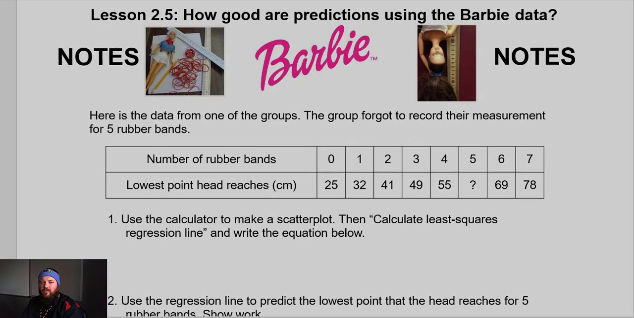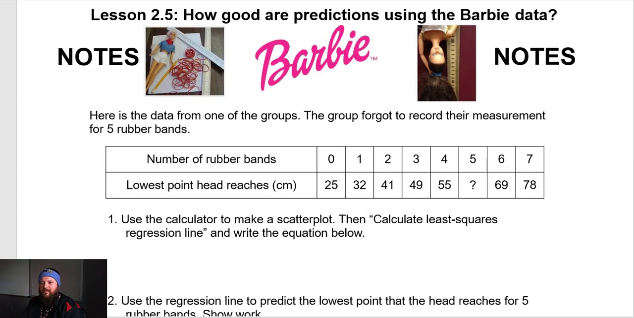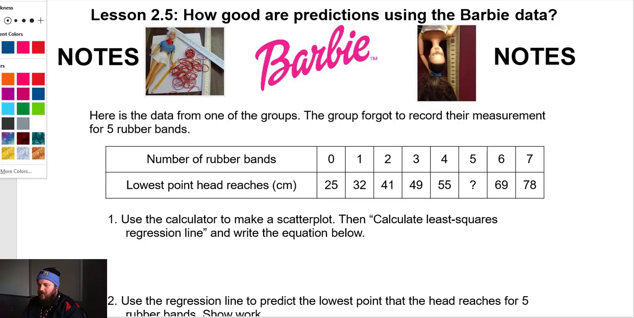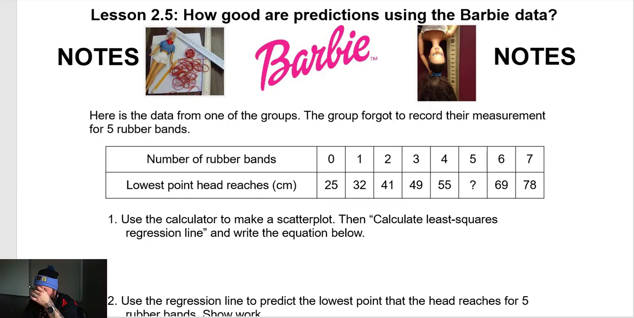Okay, so we're going to start out with 2.5 and 2.6 today, and it's mainly dealing with the least squares regression line and understanding how that's developed and what it really tells us. So to start out here, we're going to look at Barbie. I wish we could have done this activity, but we didn't get a chance to. If we attach rubber bands to Barbie's feet and drop her, we add rubber bands, then we see the lowest point her head reaches, okay?